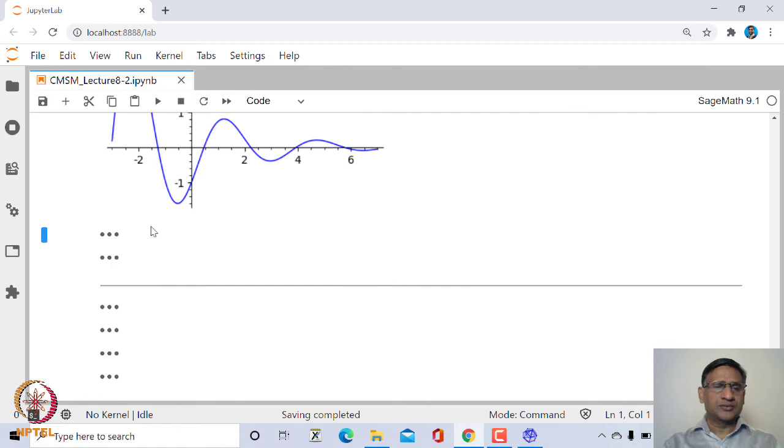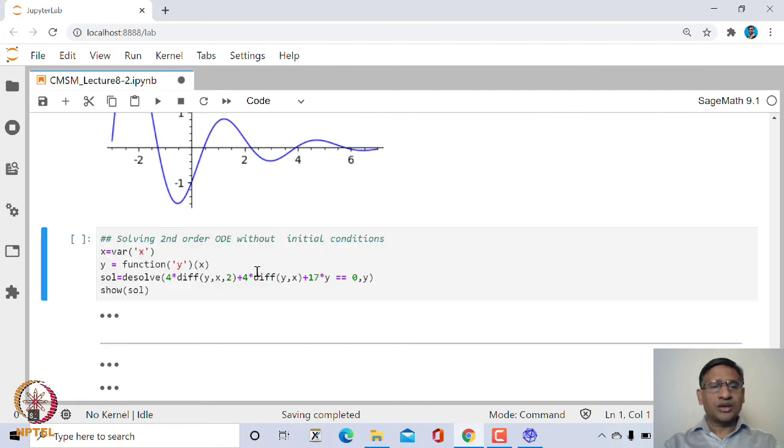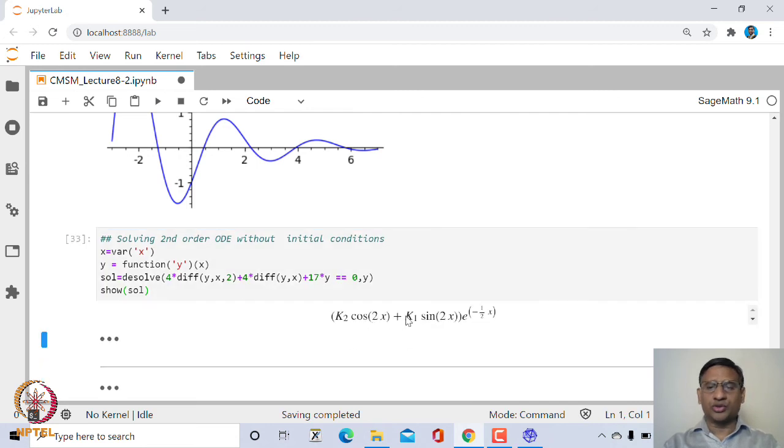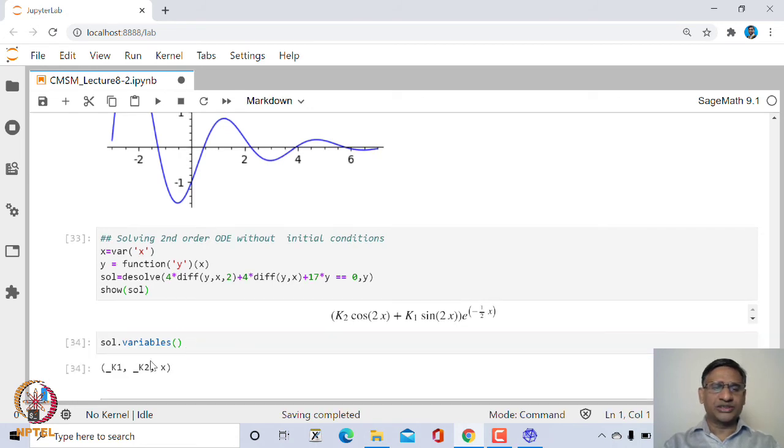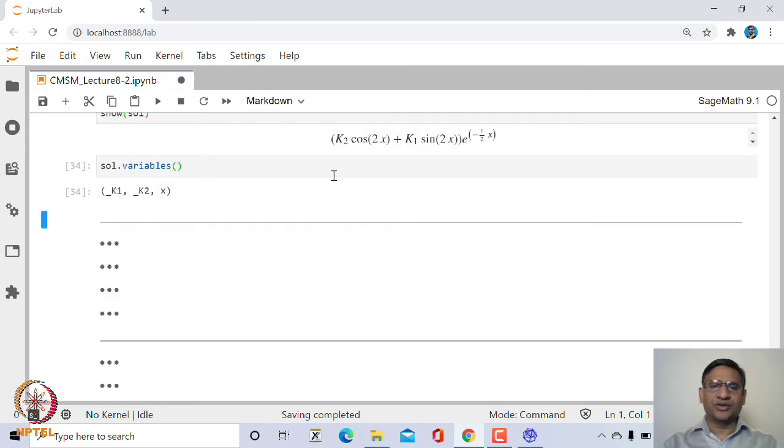You can also solve the same problem without initial conditions. If you do not mention the initial conditions, this will give you the solution in terms of two constants here, k1 and k2. K1 and k2 are two constants, right. You can see here what the variables involved are. It says that k1 and k2 are constants and x is the variable. Again you can replace these two constants by some fixed values and try to plot the graph of this function, right.